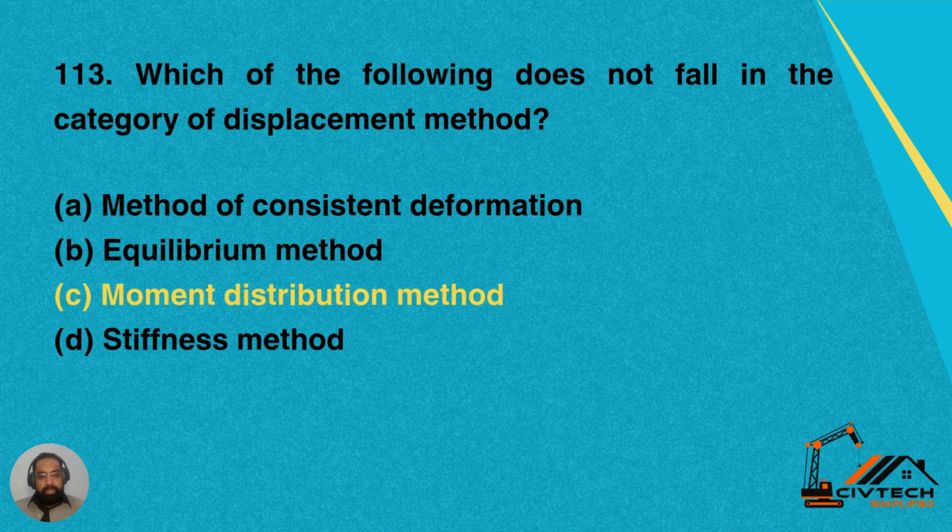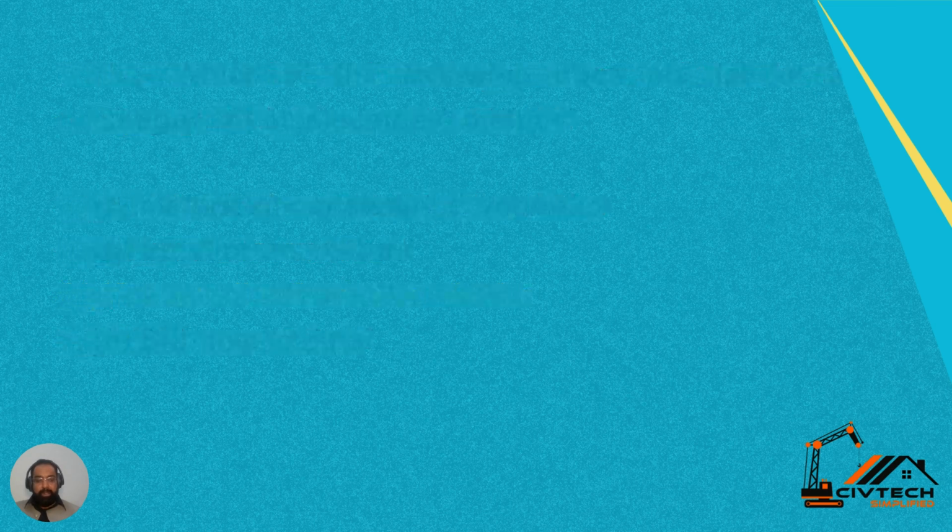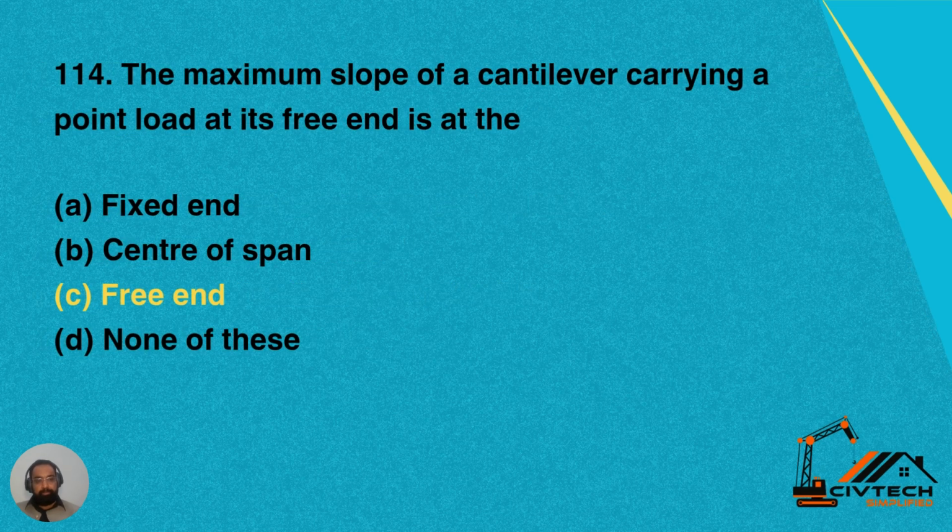113. Which of the following does not fall in the category of displacement method? Option A, method of consistent deformation. Option B, equilibrium method. Option C, moment distribution method. Option D, stiffness method. So moment distribution method does not fall in the category of displacement method. C is the correct option for this question.